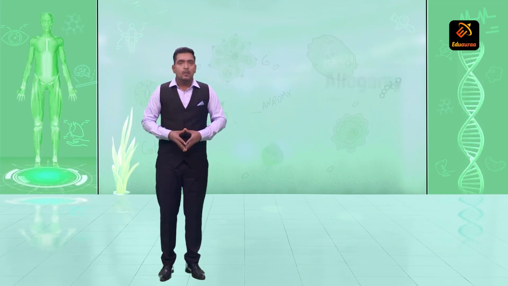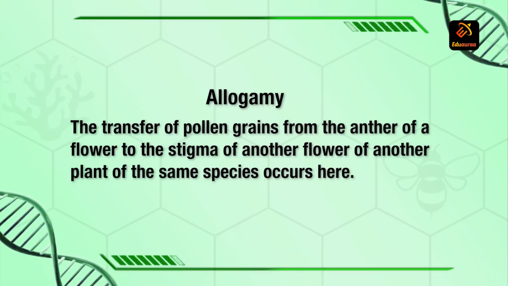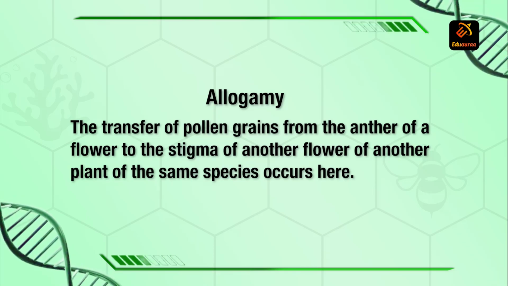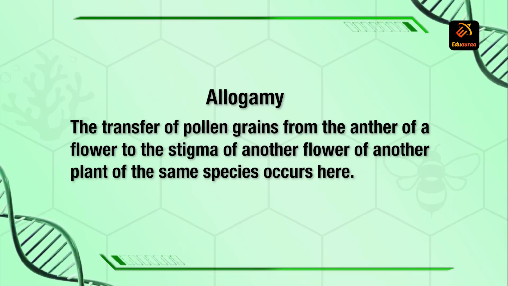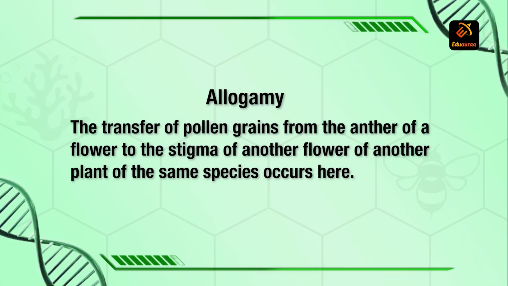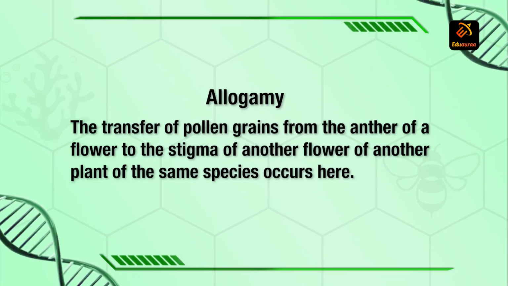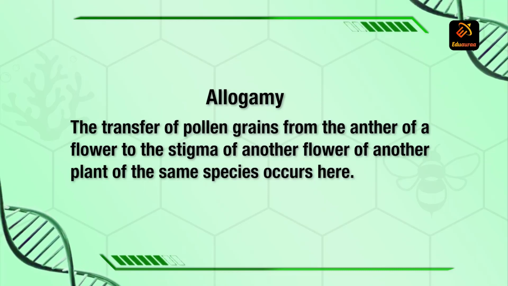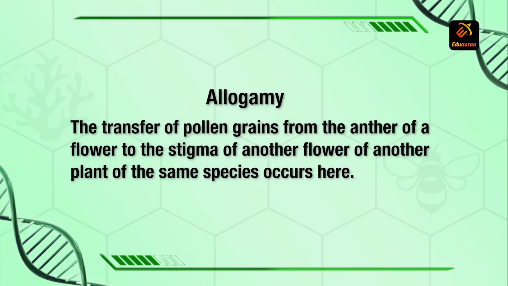Next type is Allogamy. So what happens here? The transfer of pollen grain from anther of one flower on one plant to the stigma of another flower on another plant. It's called Allogamy.